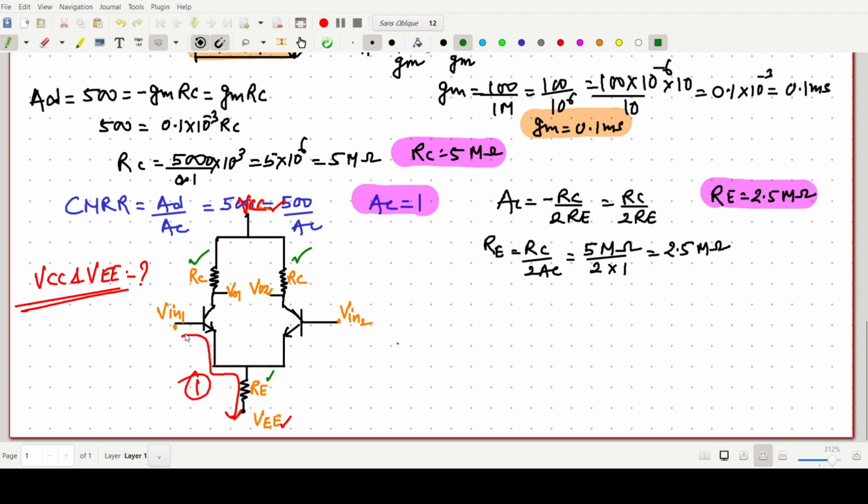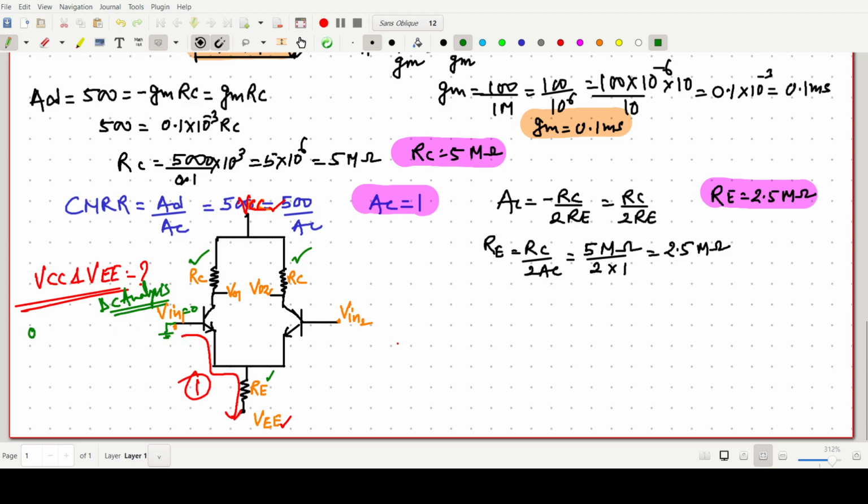So now for this value, we have to go for the DC analysis. So in DC analysis, we have to keep this V in 1 to 0, so it should be 0. Now we are doing DC analysis. Okay, so this one will be 0.